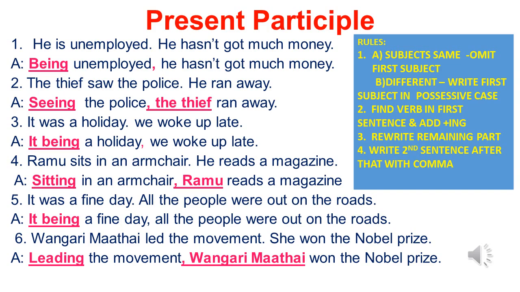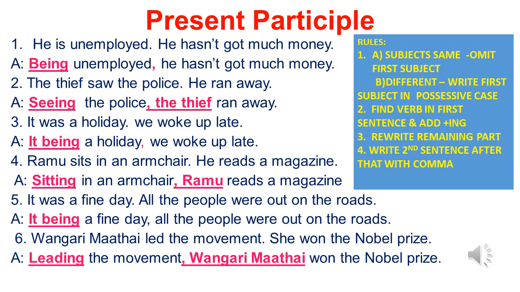Let's have a look at the examples. He is unemployed. He hasn't got much money. Here, both the sentences have the same subject, he. So, we can eliminate the first one. Look at the verb. It is the be form. That's why we add ing to the be form. Being can be written. Write the next part, unemployed. Use a comma at the end of it. The second sentence can be rewritten as it is. Now the answer is, being unemployed, he hasn't got much money.